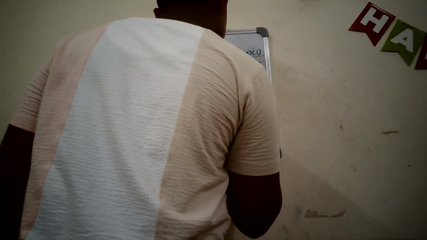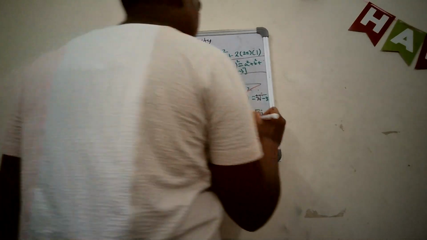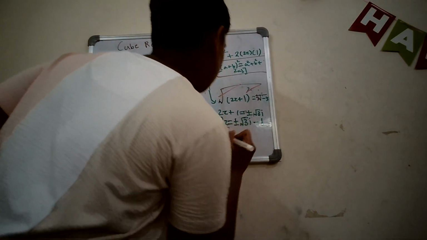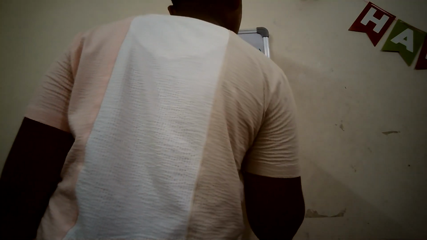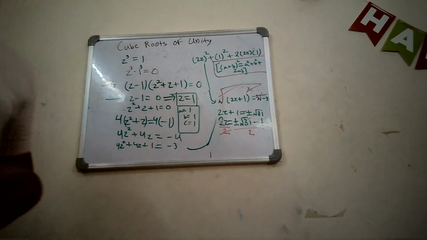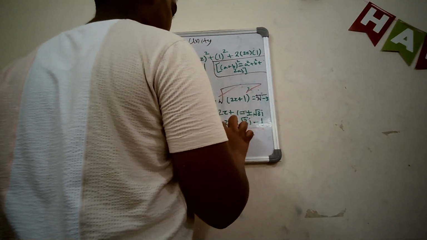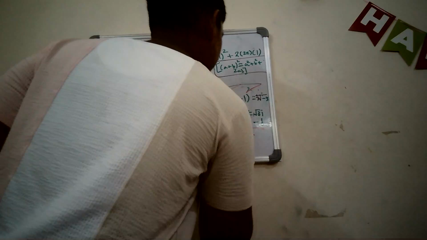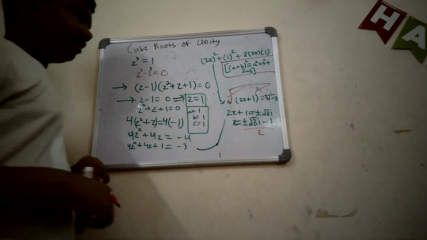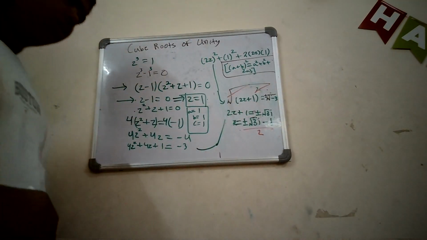Okay. Now 2z equals plus minus the square root of 3 i minus 1. Then we're going to divide by 2 on both sides. This will cancel. Let's erase that. And now we get z is equal to plus minus. Let's simplify this a little bit. So plus minus the square root of 3i minus 1.